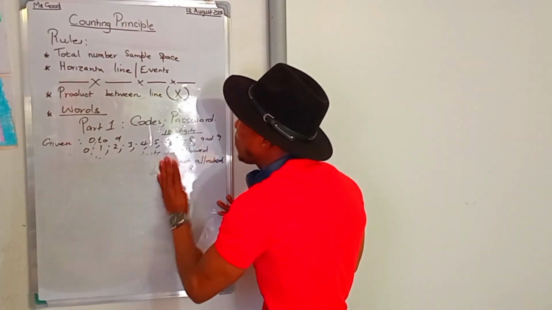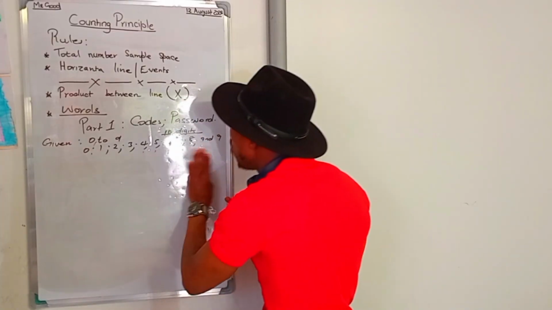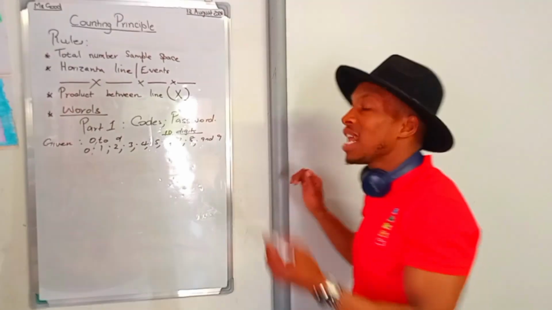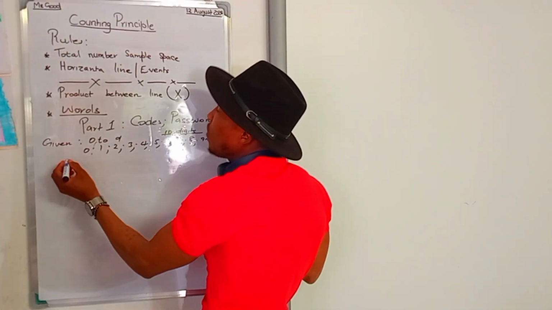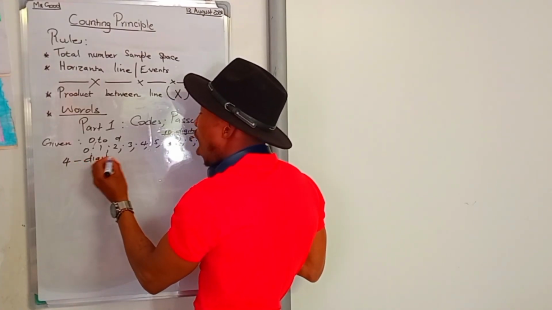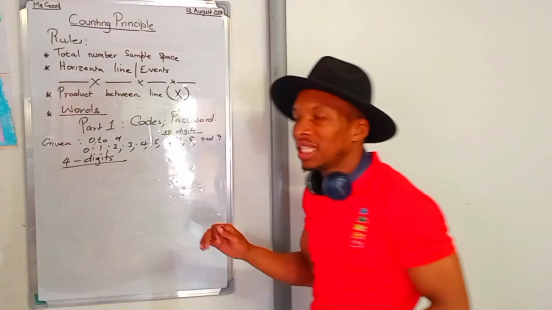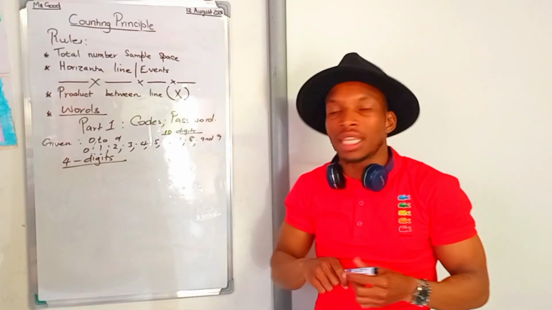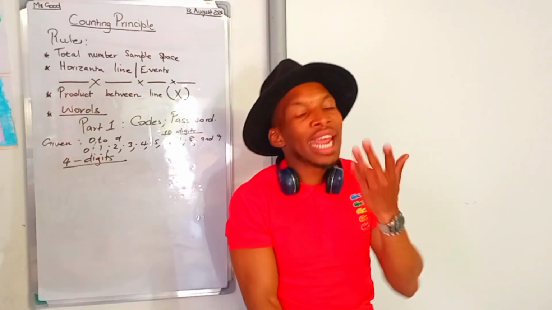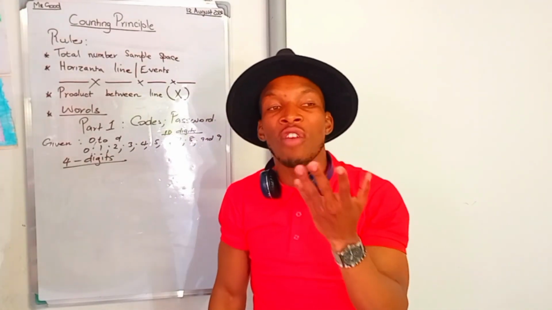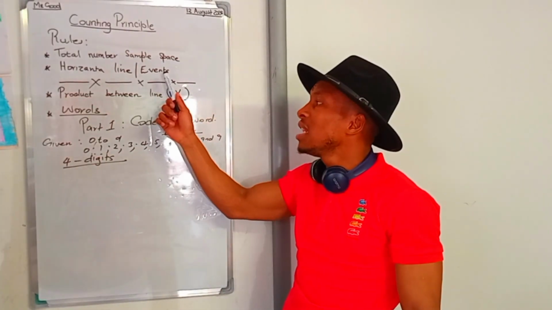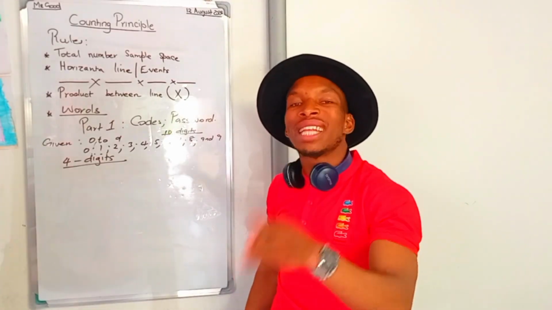Let's start with repetition allowed. How many codes can be created if the code has 4 digits? How many codes or passwords can be created if the code must have 4 digits? These 4 digits indicate the number of events that we have. We have 4 events. Remember, the events are indicated by drawing a horizontal line.